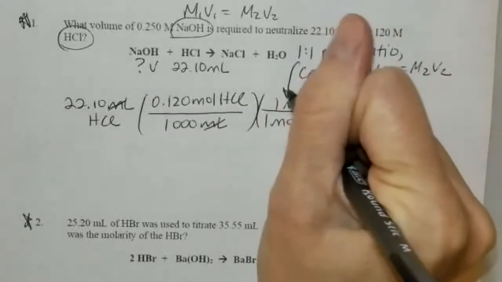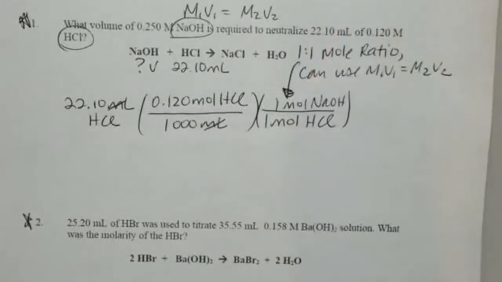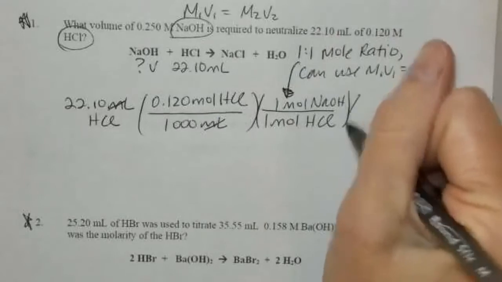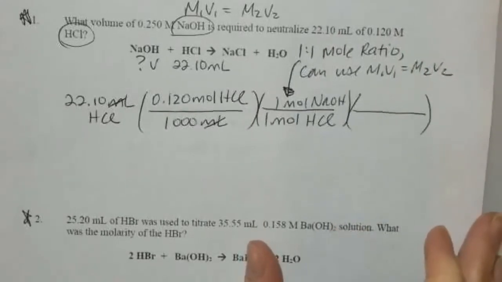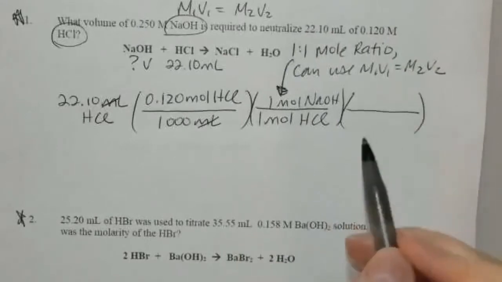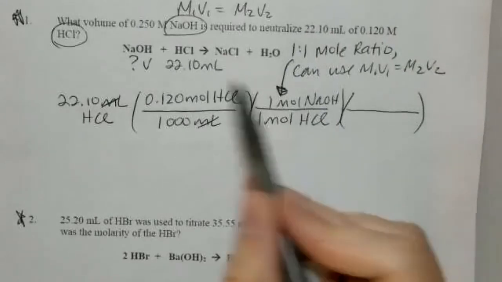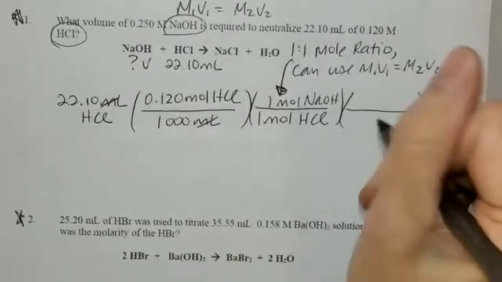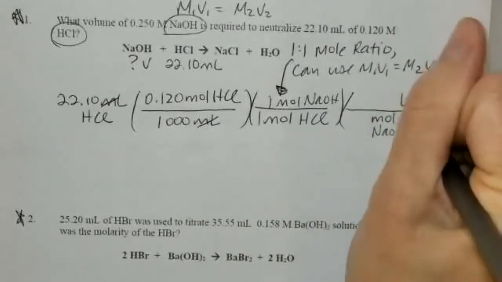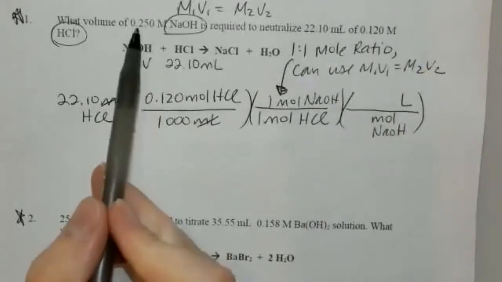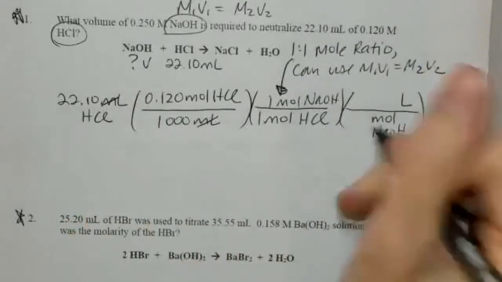It's this step right here, because my mole ratio is 1 to 1, that I could use the M1V1 formula if I wanted to, right? But I'm going to keep going with this format because this format always works, whether the ratio is 1 to 1 or not. After I've got my moles of sodium hydroxide, now what I need is to get rid of moles of sodium hydroxide and go to volume. And that's where that molarity will come in, right? That's our bridge between moles and volume.